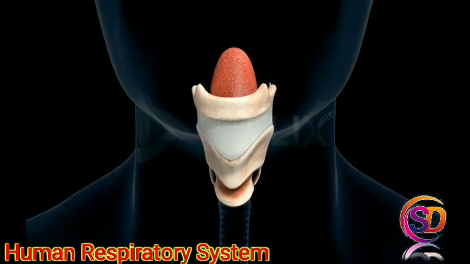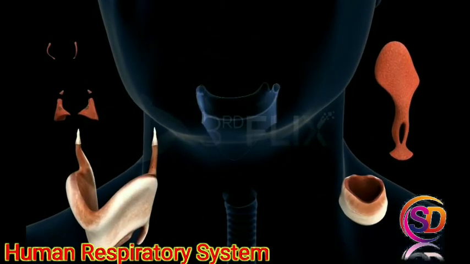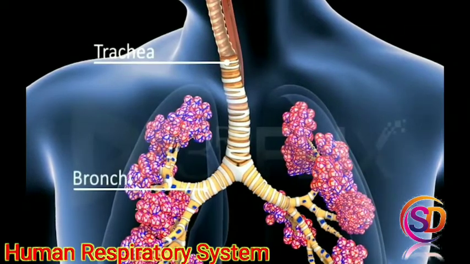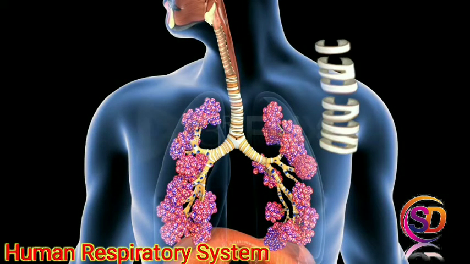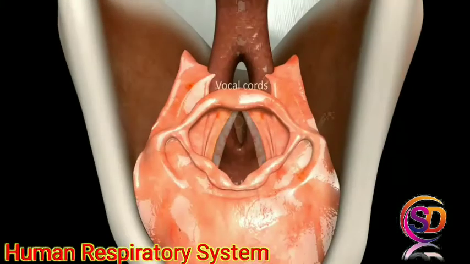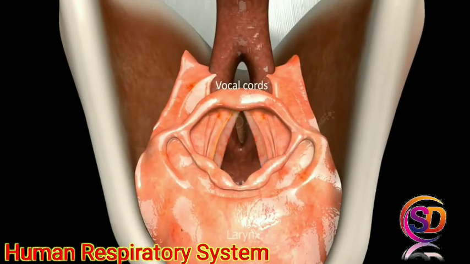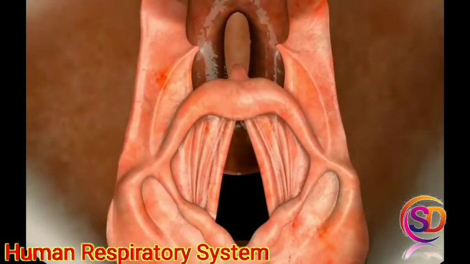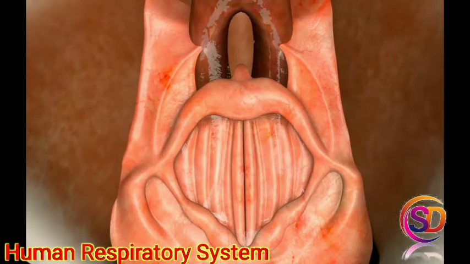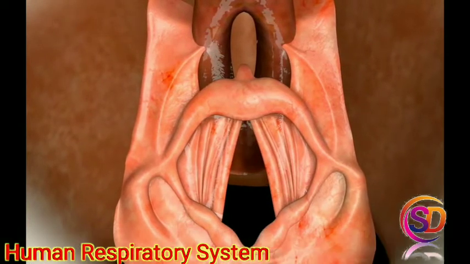The larynx is supported by 9 cartilages. The trachea and bronchi are supported by rings of cartilages to prevent the respiratory passages from collapsing. A pair of vocal cords is present in the larynx, also called voice box. Sound is produced through the stretching and vibration of the vocal cords.